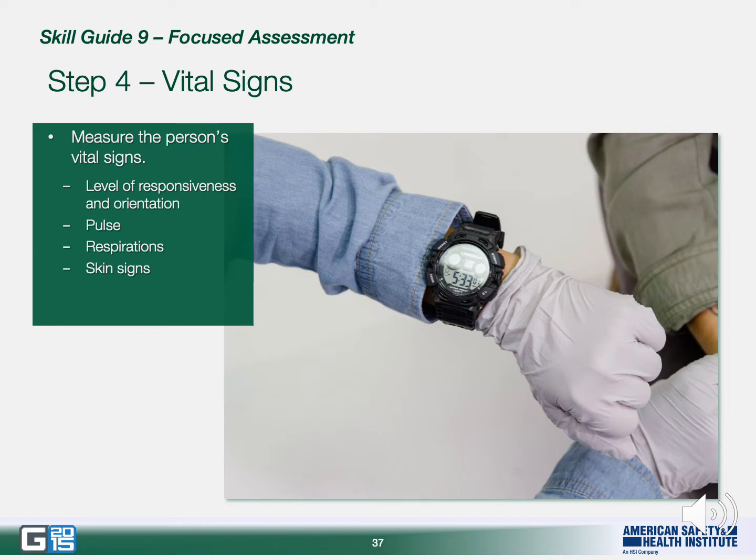Okay, vital signs. Measure the person's vital signs. So we want to know their level of consciousness. Are they alert, or are they alert and oriented? What is their AVPU? The easiest way to do that is just to look if they can answer who, what, when, where, and why. They're probably an ANO 4.